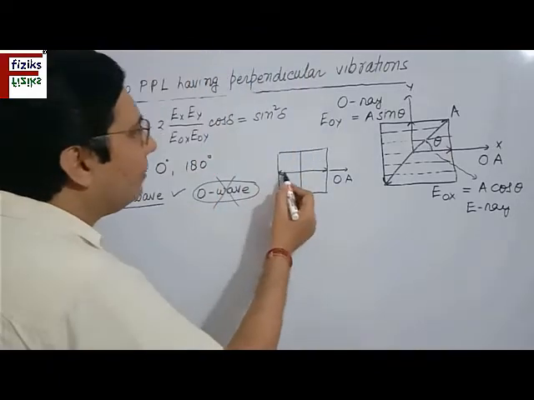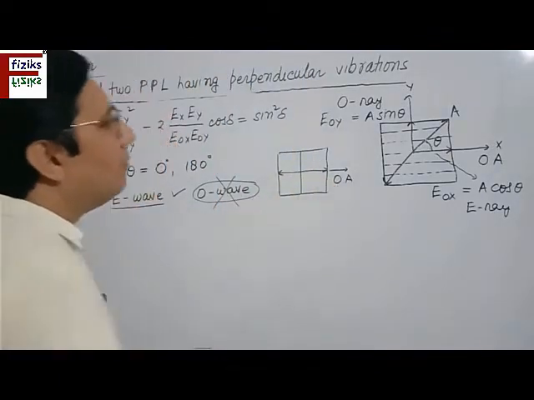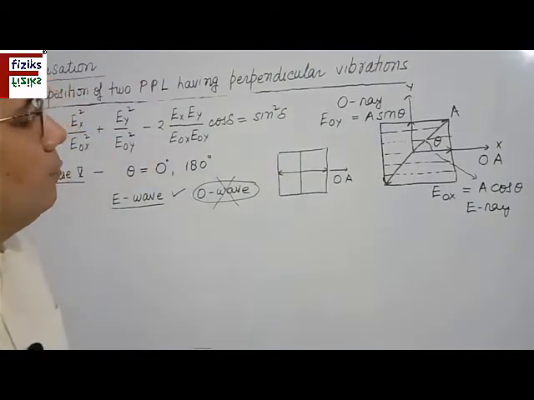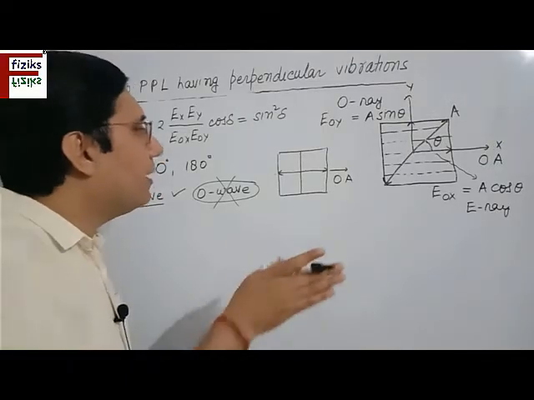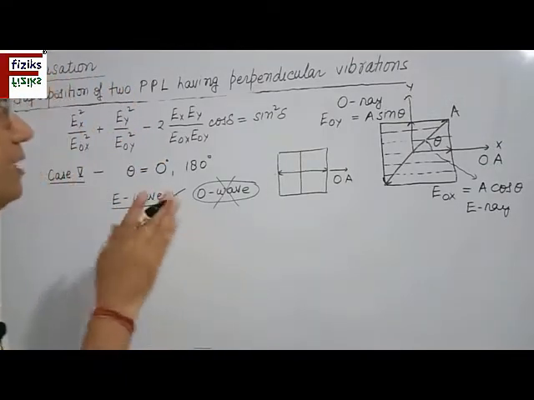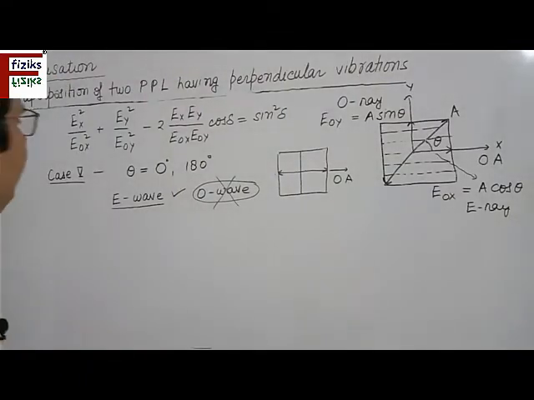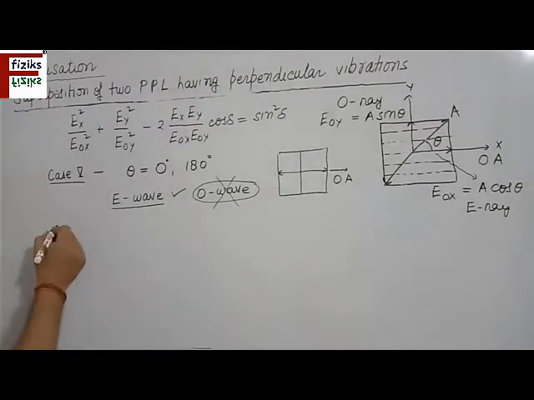So if we have the electric vector of incident light parallel to the optic axis, then there will be no double refraction, there will be no O ray, and it will propagate only as an E ray, and on the emergent side we will have the same plane polarized light. Now come to case 6.